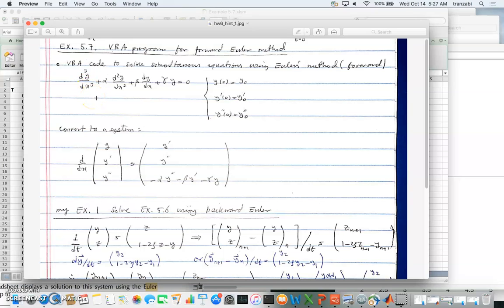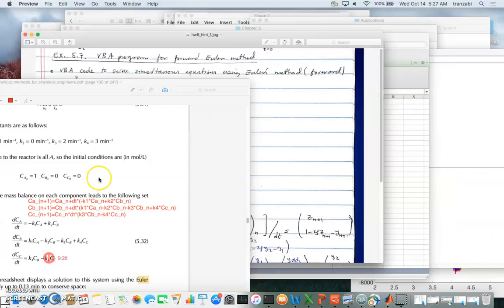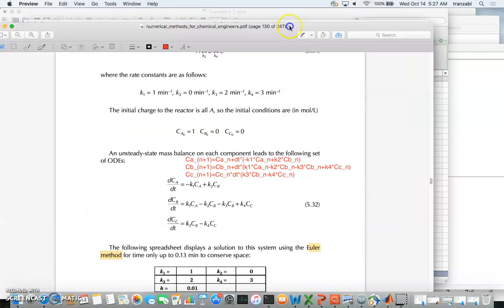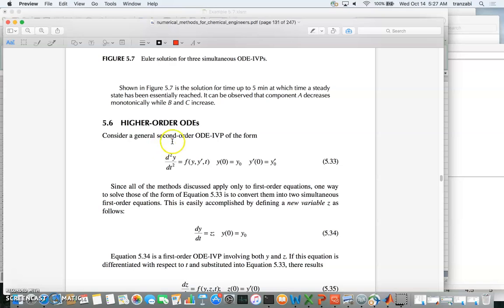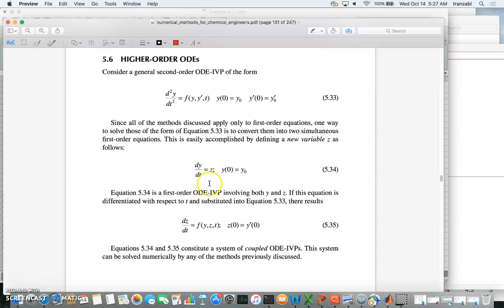Okay, so we remember that we can convert higher order derivatives into a system. And this is following the technique we learned from section 5.6 of the book. Okay, so this is what we learned, how we can convert a second order differential equation to a system. Remember that we had the new variable z, right?